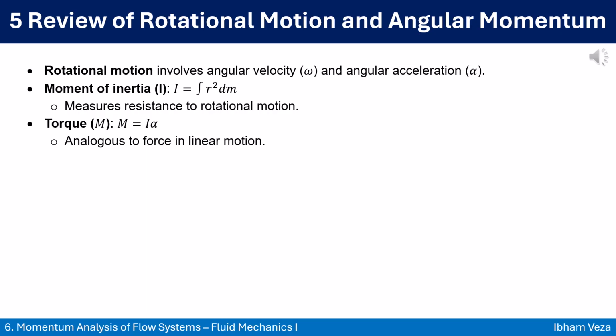The moment of inertia, denoted by I, tells us how much an object resists changes in its rotation. It depends on both the mass and how far that mass is from the axis of rotation. The farther the mass is distributed, the larger the moment of inertia.